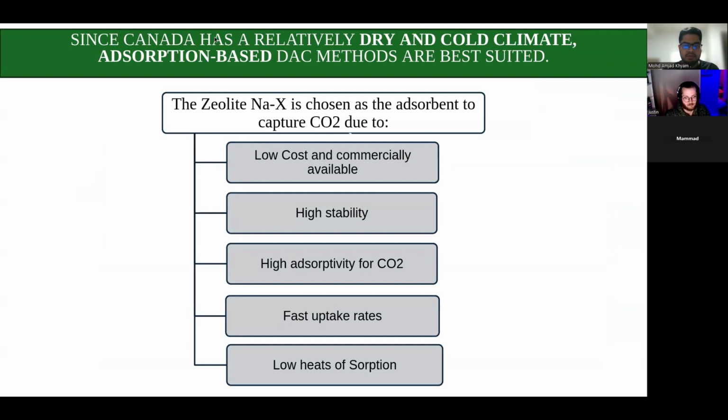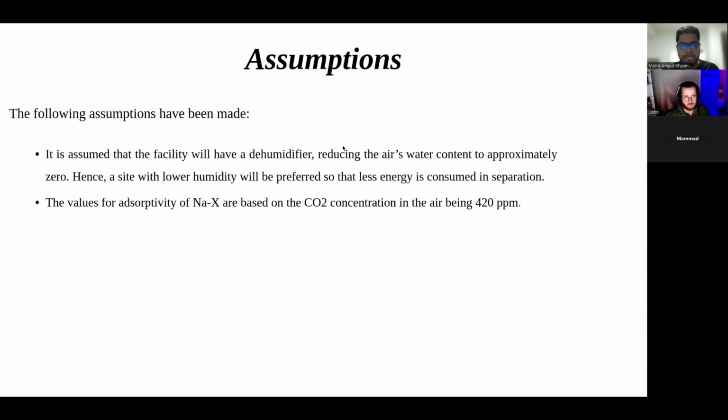The zeolite NaX was chosen as the adsorbent to capture carbon dioxide due to its low cost and commercial availability, its high stability, high absorptivity, fast uptake rates, and low heat absorption. The following assumptions have been made. It is assumed that the facility will have a dehumidifier to remove the humidity from the air, so that the capture process is very efficient, and the values for absorptivity for NaX are based on the carbon dioxide concentration in the air being 420 parts per million.